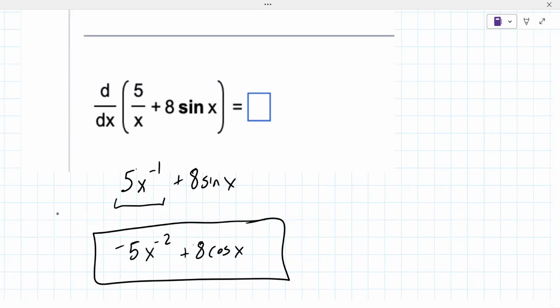Okay. That one seemed a bit easier. Like I said, the trig ones really confuse me. So Sure.